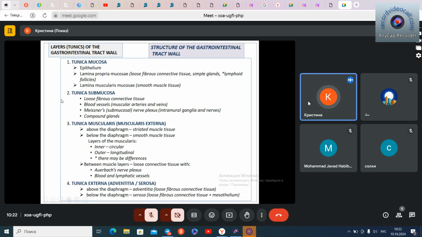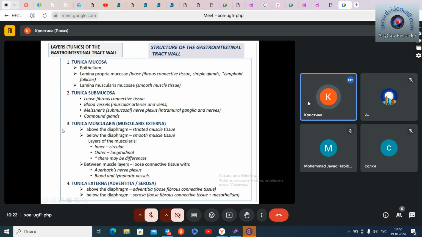The second layer is called tunica submucosa. It contains loose fibrous connective tissue with blood vessels, muscular arteries and veins, also arterioles, venules, and capillaries, and neural elements such as the Meissner or submucosal nerve plexus. The nerve plexus includes intramural ganglia and nerves which connect those ganglia. Also in the submucosa, glands can be present, and if they are present there, they are always compound.